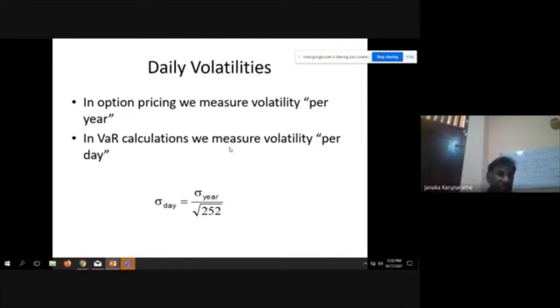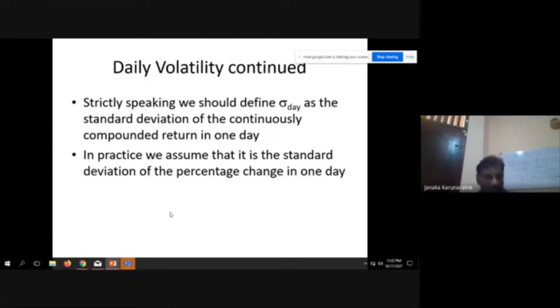Here, return is based only on the trading day. Sigma is the standard deviation, and standard deviation measures the volatility, the risk. So basically this is the risk. Now we come to the statistics. In statistical terms, standard deviation tells you about the risk, so we use the variance-covariance model to capture volatility. We define sigma per day as the standard deviation of the continuously compounded return in one day, that is, the standard deviation of the percentage change in one day.